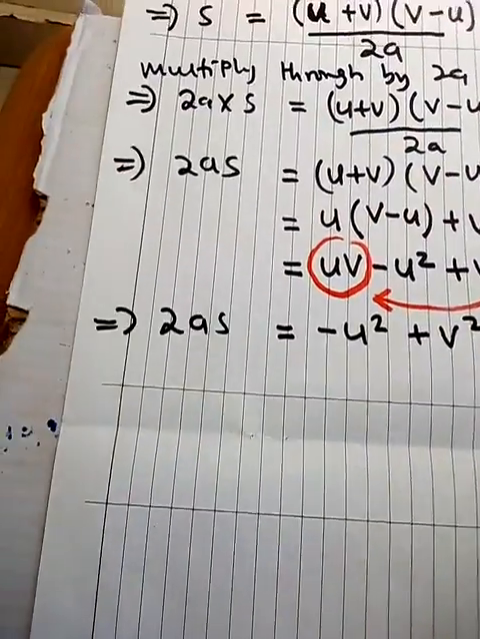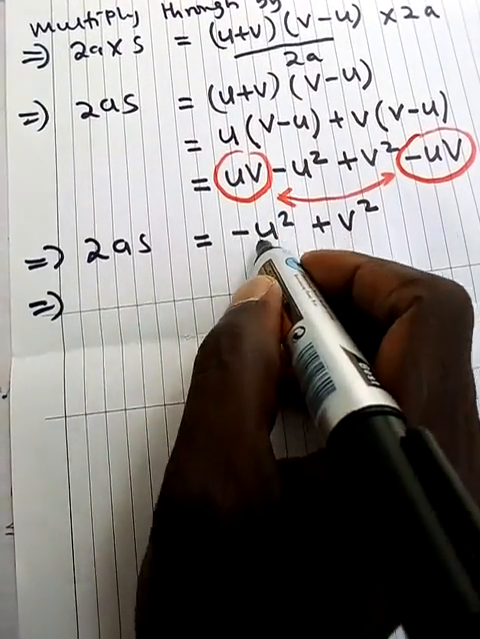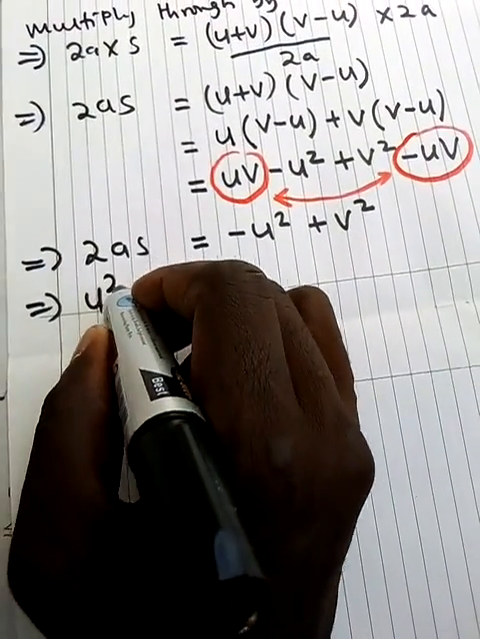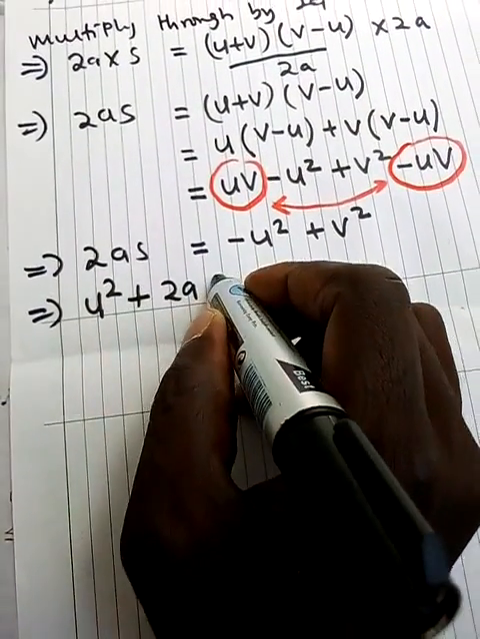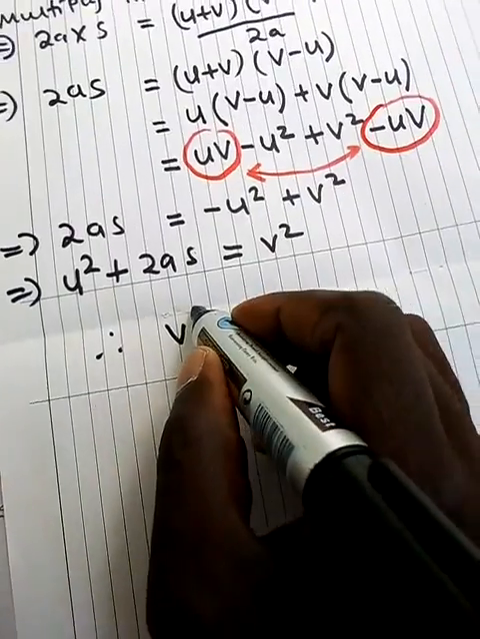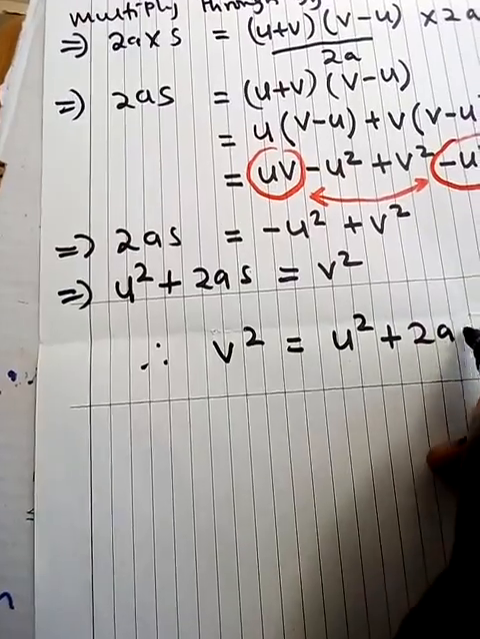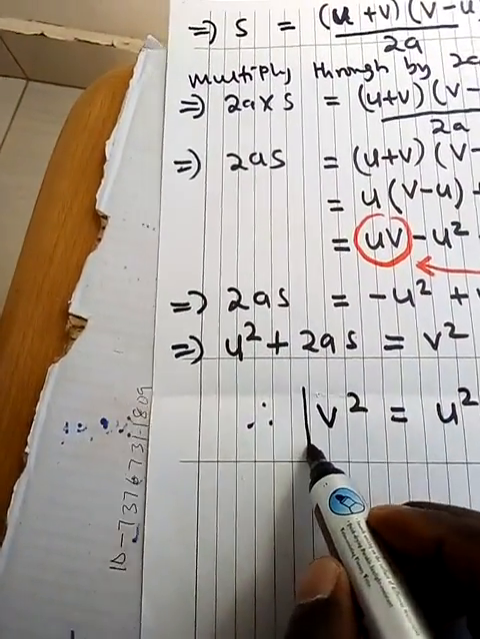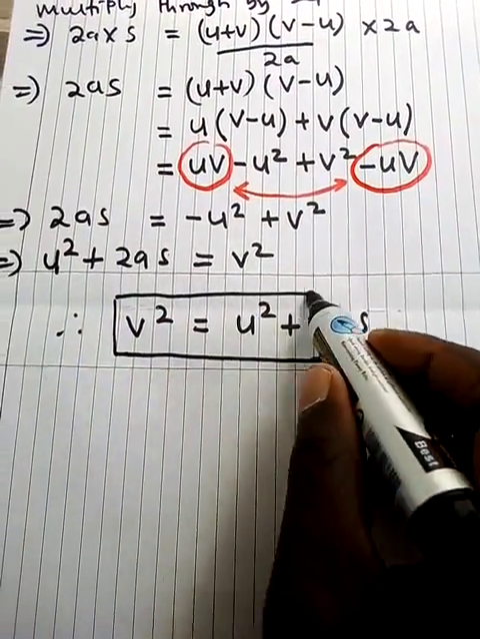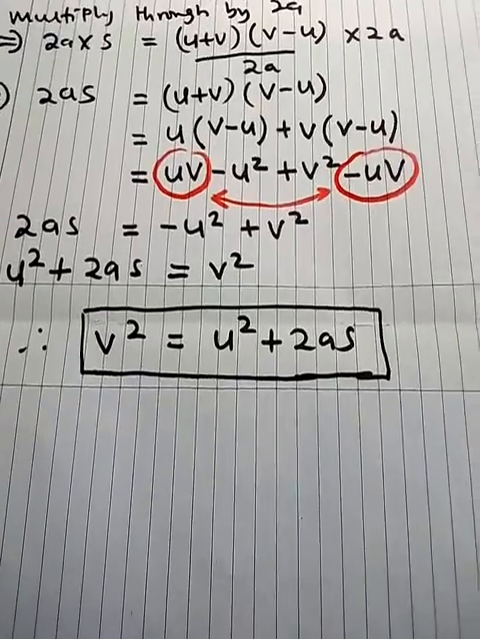So let us make v squared the subject of the formula. Let this cross the equal sign. When it comes to the left hand side, it becomes plus u squared, then plus 2as is equal to v squared. And now eventually we shall say that v squared is equal to u squared plus 2as. So this is called the third equation of uniformly accelerated linear motion.